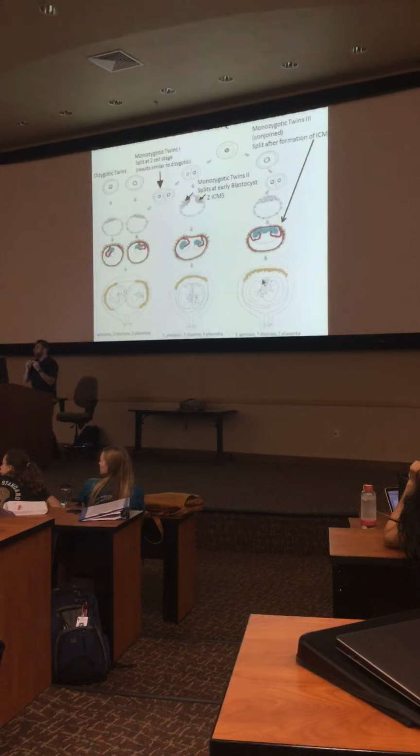Of these 4 options, did you ever say which is most common? I think either dizygotic or monozygotic 1 is the most common. I'm not sure. Does anyone know? I don't know. I'm not sure. I don't think he asked you. We won't ask you that.